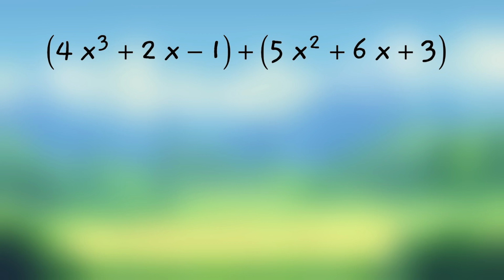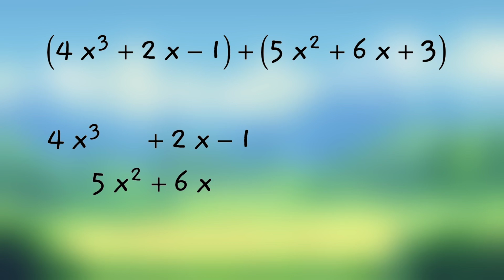Let's write the first polynomial. 4x cubed. There's no x squared term, so we'll leave a gap. Then plus 2x and minus 1. On the next row, we write the next polynomial. 5x squared goes underneath the gap because there's no like term in the top polynomial. The 6x goes below the 2x, and the plus 3 goes below the minus 1.